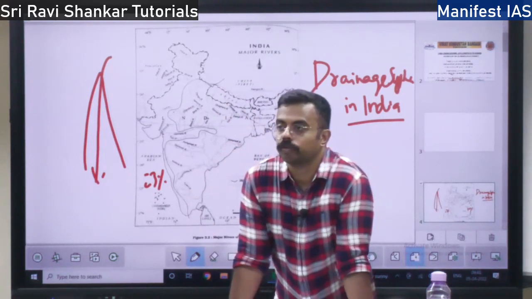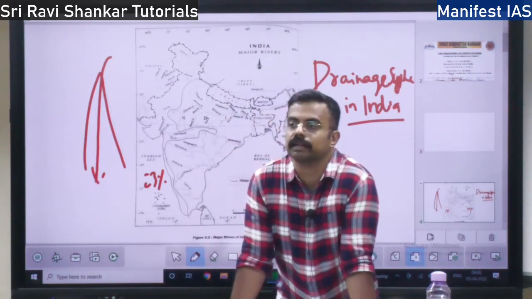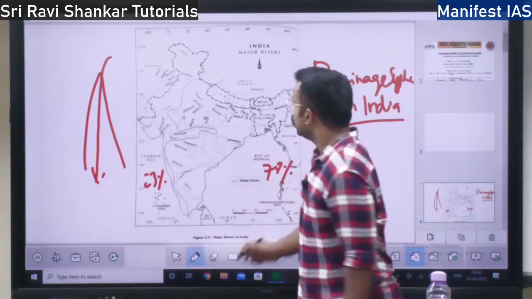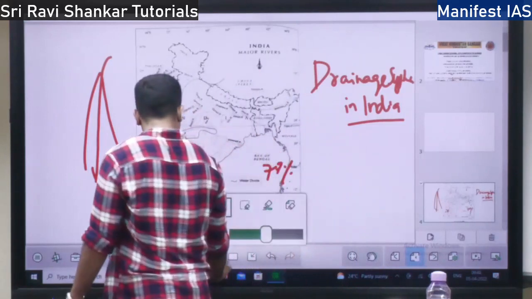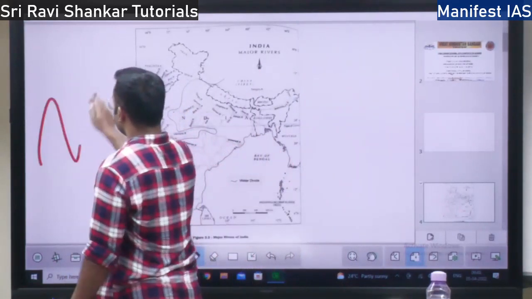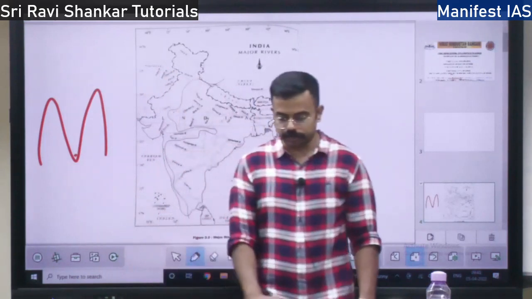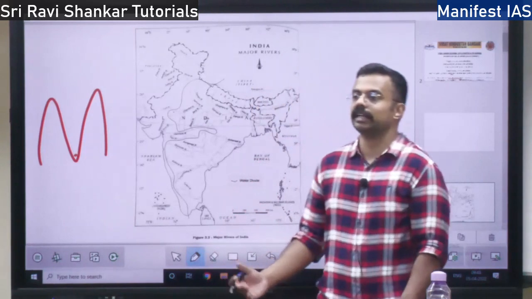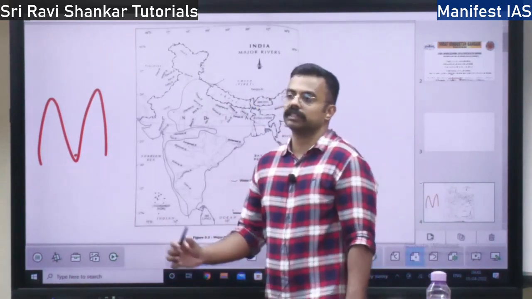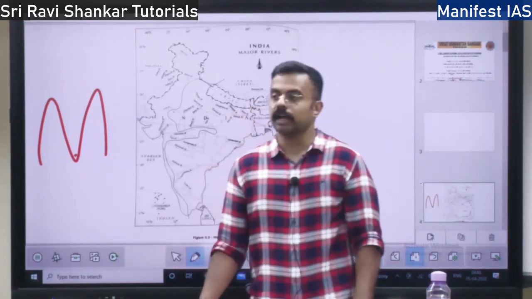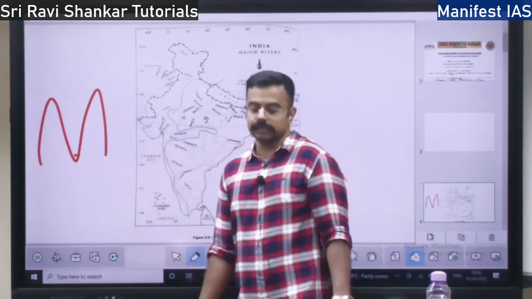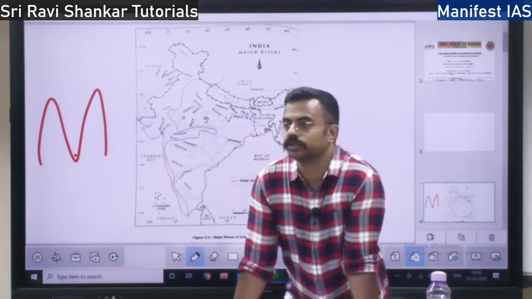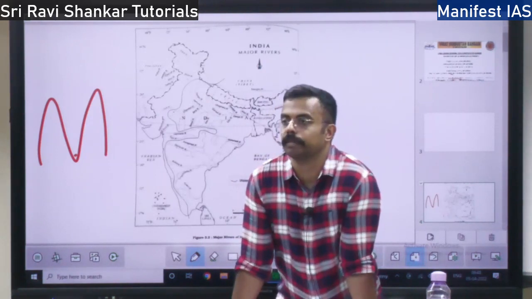more steeper, right? So what are the erosional features in the Himalayan rivers? You have the V-shaped valleys. You will find valleys between the mountains, that is the first erosional feature. Then you have the rapids and waterfalls. Rapids are very quick moving small rivers, and also you will find waterfalls in this region, right? So this is about the erosion of the Himalayan drainage.